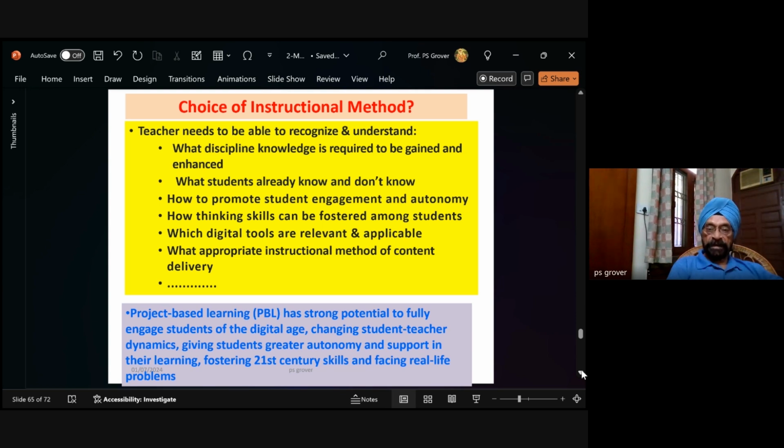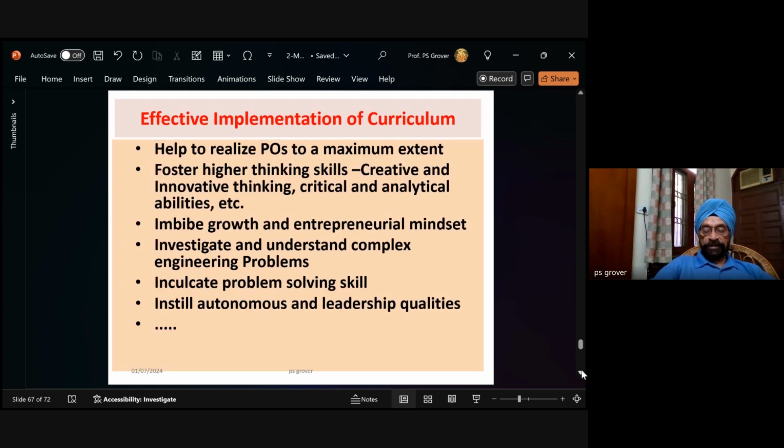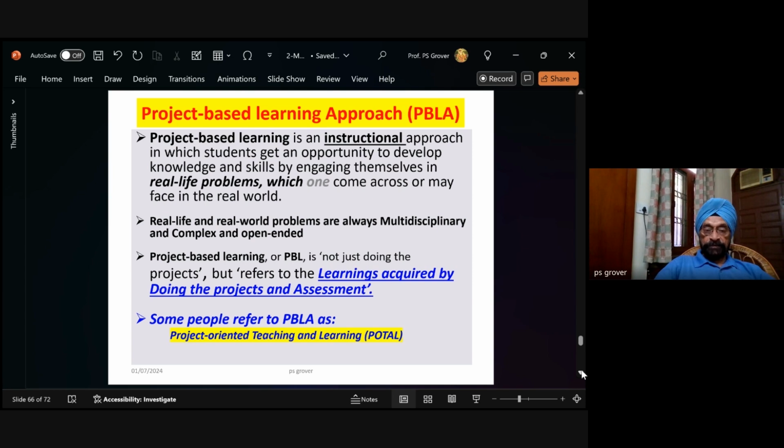But project-based learning, where I'll elaborate more, you will find that making it a part of the curriculum is an important thing. So project-based learning is an instructional mode, a teaching method, in which students get an opportunity to develop knowledge and skills by engaging themselves in real-life problems which one comes across or may face in the real world. Real-life and real-world problems are always multidisciplinary, complex, and open-ended. Project-based learning is not just doing the project, but refers to learning acquired by doing the project, and assessment. Some people refer to PBL as project-oriented teaching and learning.